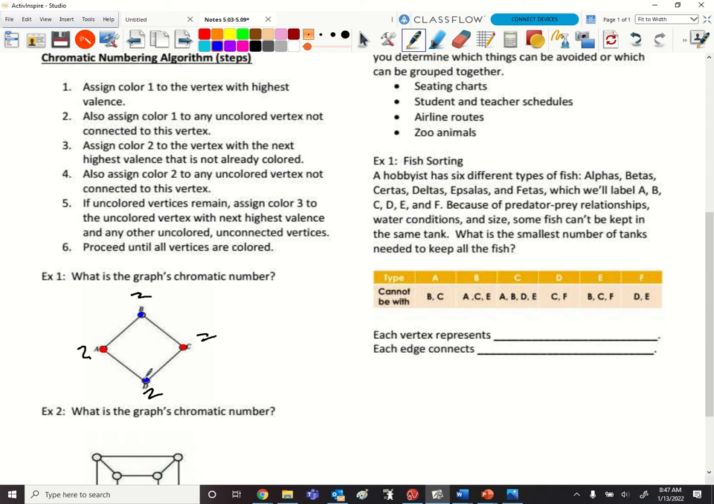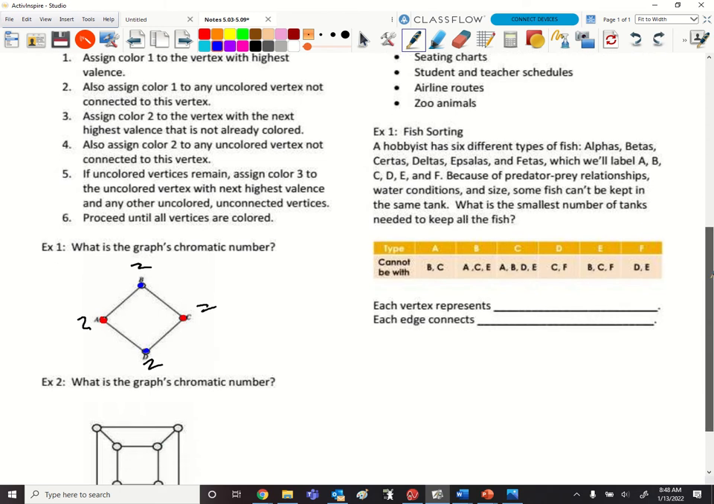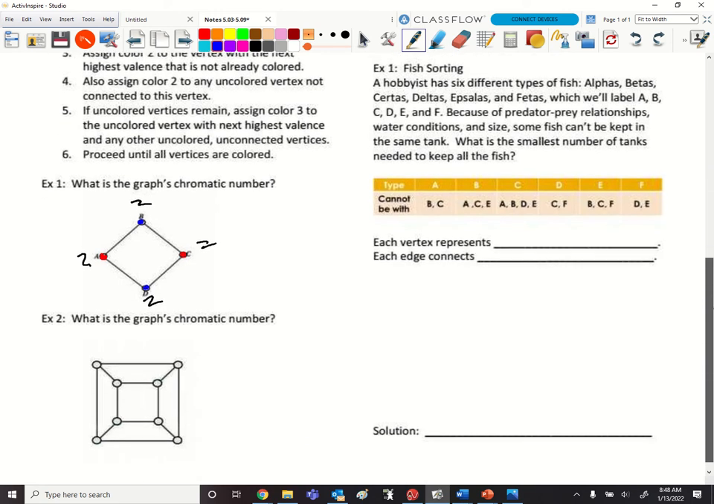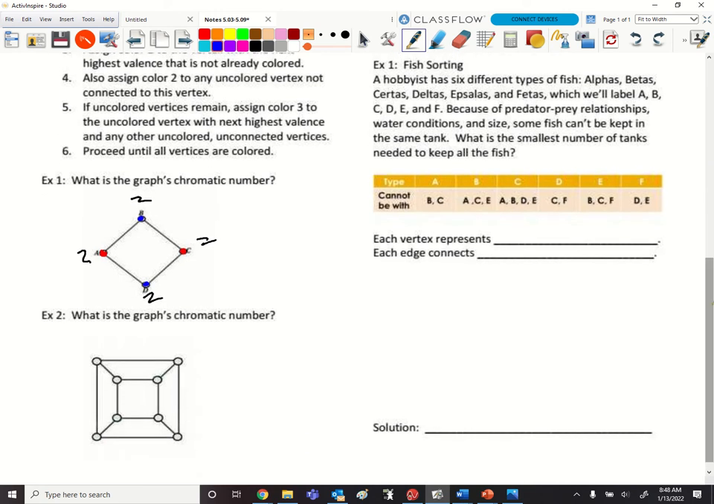2. It's a chromatic number, so that means I need at least 2 colors to keep them apart, right? Yes, that makes sense or no? Yeah. No? Preston said no. Maybe? Chromatic number is, because how many colors do I need? 2, right? All right, so now let's look at the next one.